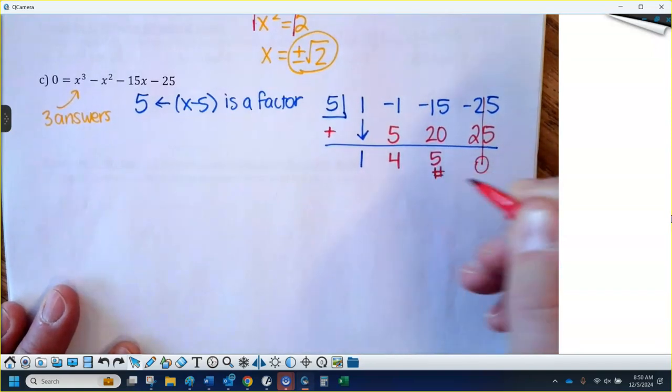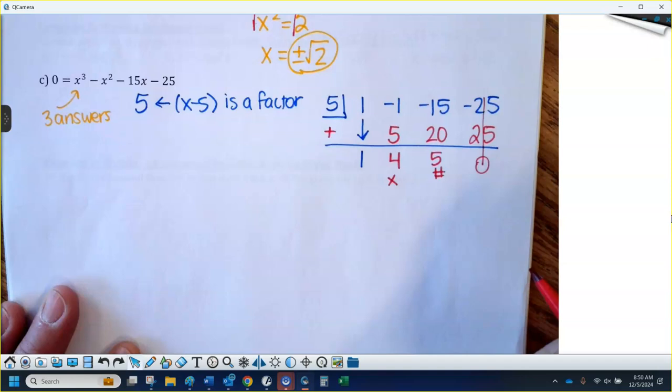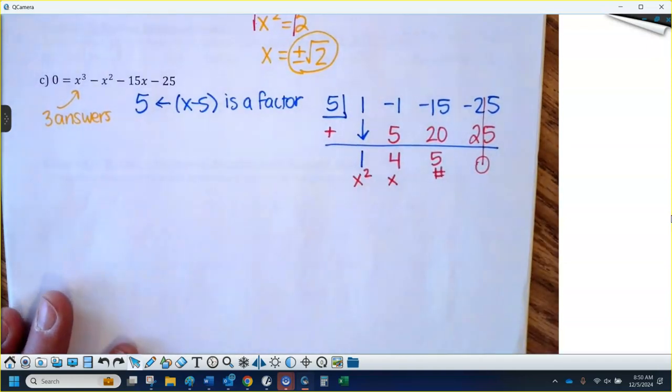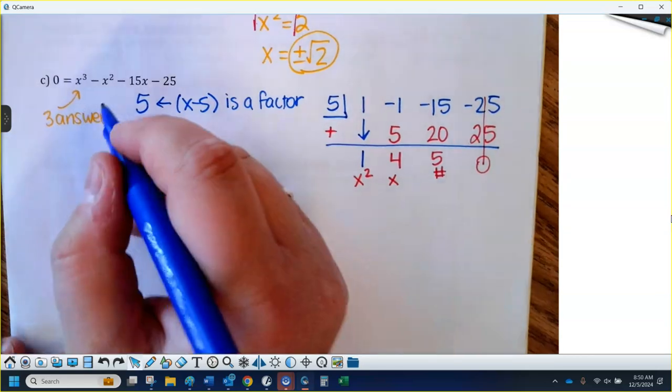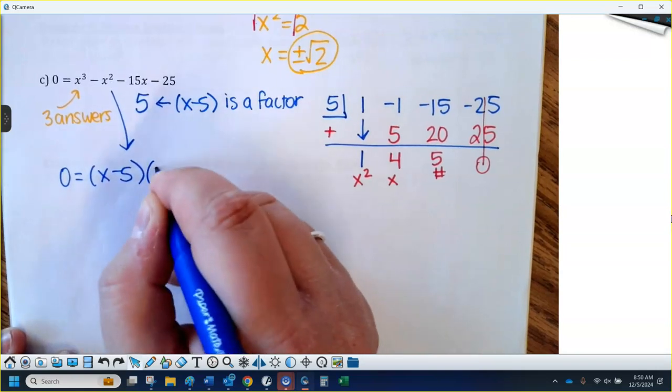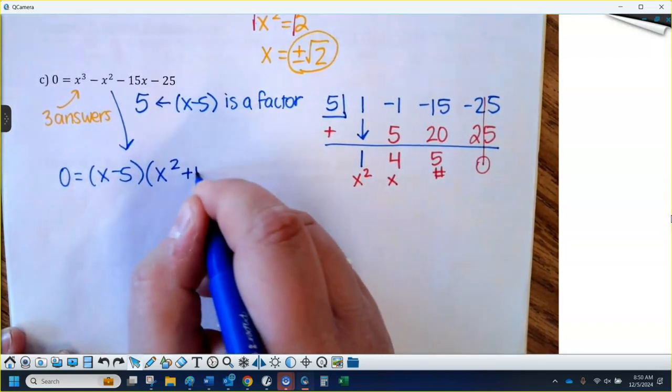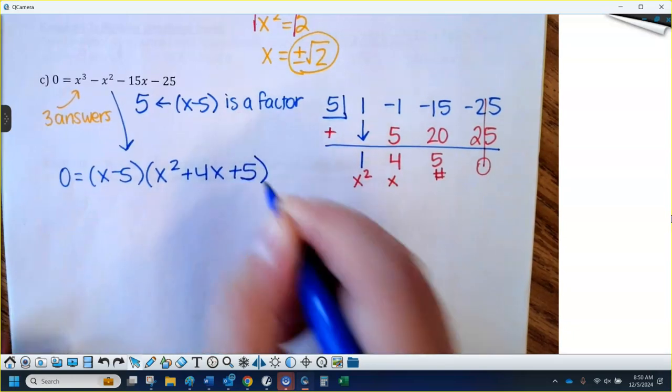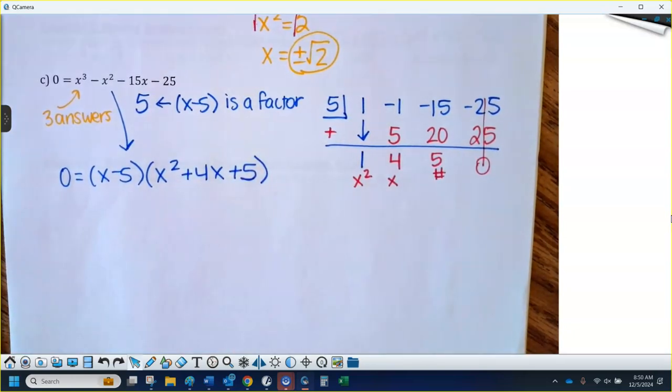The 5 is your plain number. The 4 is going to be attached to an x, and the 1 is going to be attached to an x squared. So what this means, my factored form here, we have x minus 5, and if we multiplied that by x squared plus 4x plus 5, then we would have back the original problem. Now, I initially look at that and think, oh, I'm going to think of numbers that multiply to get 5 and add to get 4. But I know I'm not going to do that because the graph did not cross the x-axis in any other places. So that's actually not factorable.